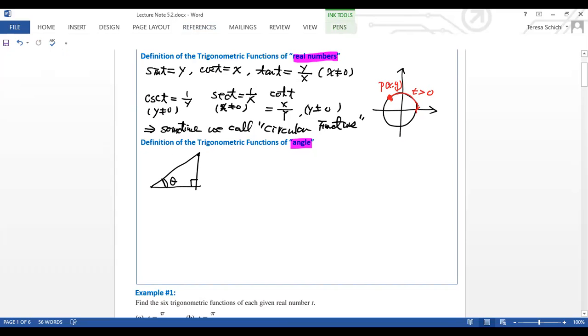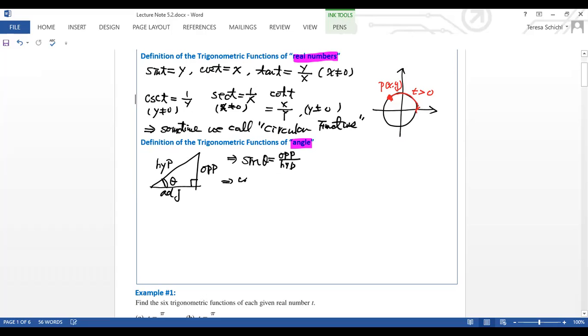We know the side facing the right angle is what we call the hypotenuse. This is what we call the opposite. And this is what we call the adjacent, right? Based on our definition in geometry, using this angle definition, we say the sine of theta is opposite over hypotenuse.